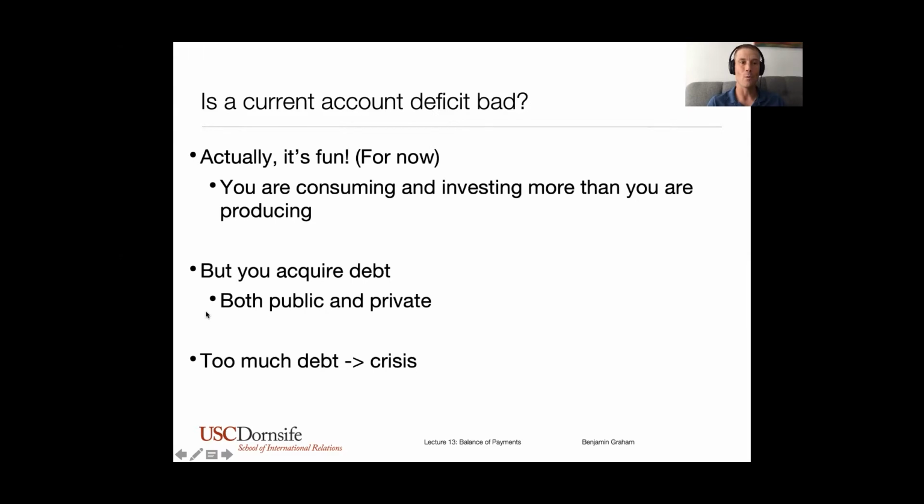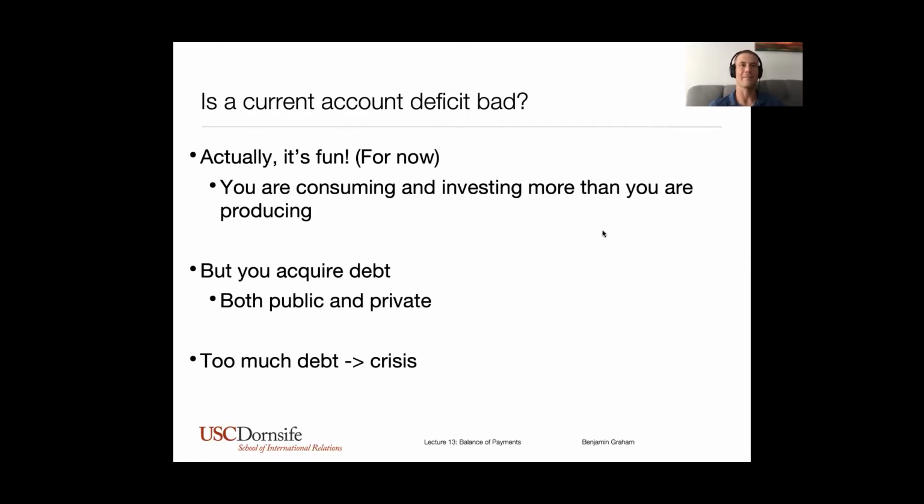So when you are running a current account deficit, remember, that means you're running a capital account surplus. That means you're bringing in more foreign capital than you're lending out. So it means you're acquiring a lot of debt. And that's public debt, government debt, but it's also private debt. The sum total of public and private debt is going to be significant. And if you generate too much debt, you're going to end up in a financial crisis. So racking up debt is super fun while you're doing it.